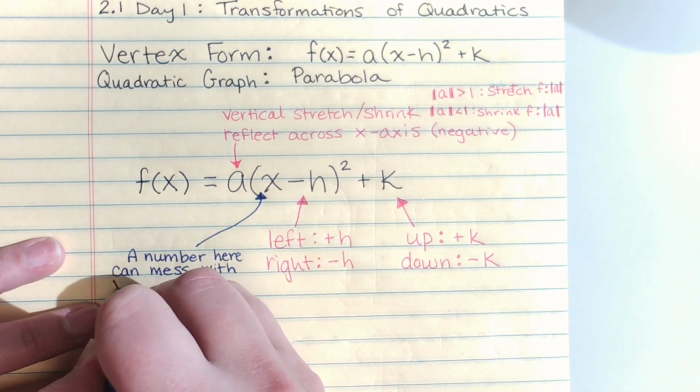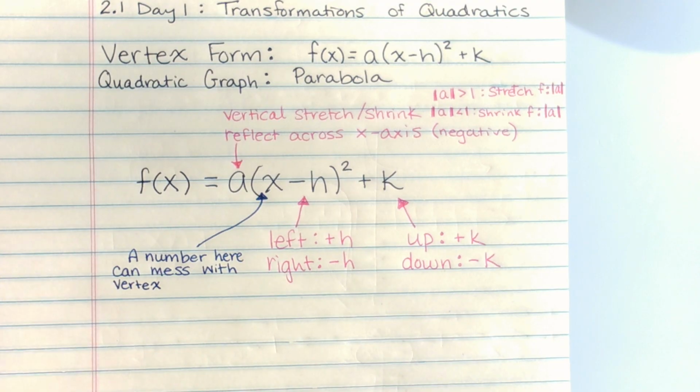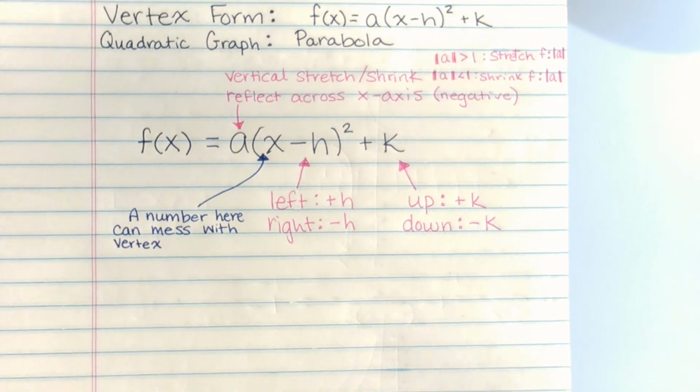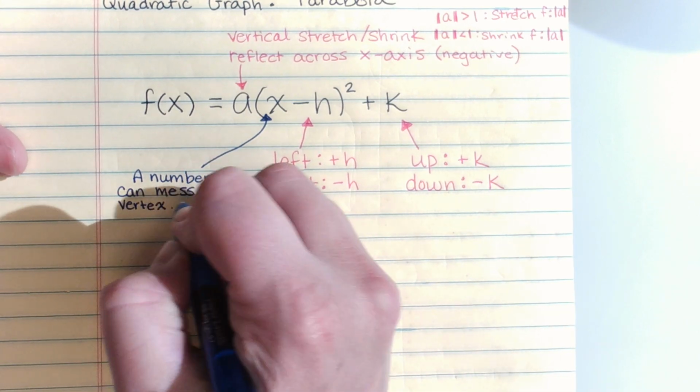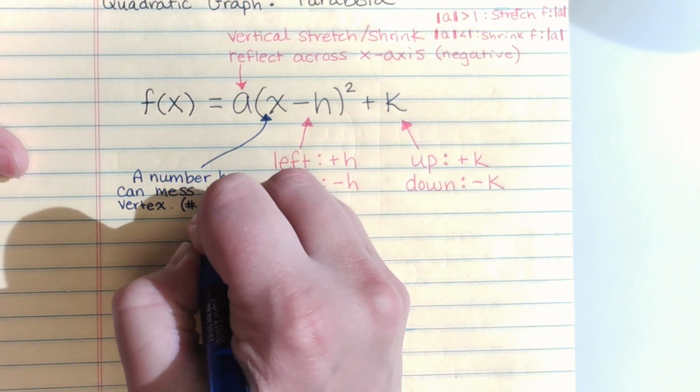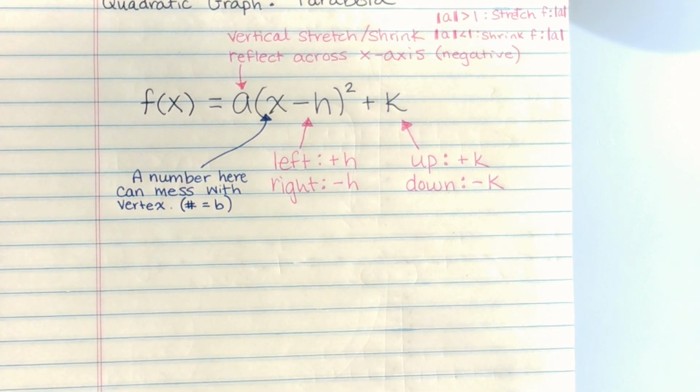If there is a number there, it can mess with the vertex. It messes with the vertex because all of a sudden it is either reflecting across the y-axis or it has a horizontal stretch or shrink. Now, let's say the number there, if there is one, is equal to b. Let's just use b as a reference because I don't want to use A again, even though it technically was A when we talked about it in chapter 1, because A just represents stretches and shrinks in general. But for the sake of talking a little bit separately about it, I want to call it B.